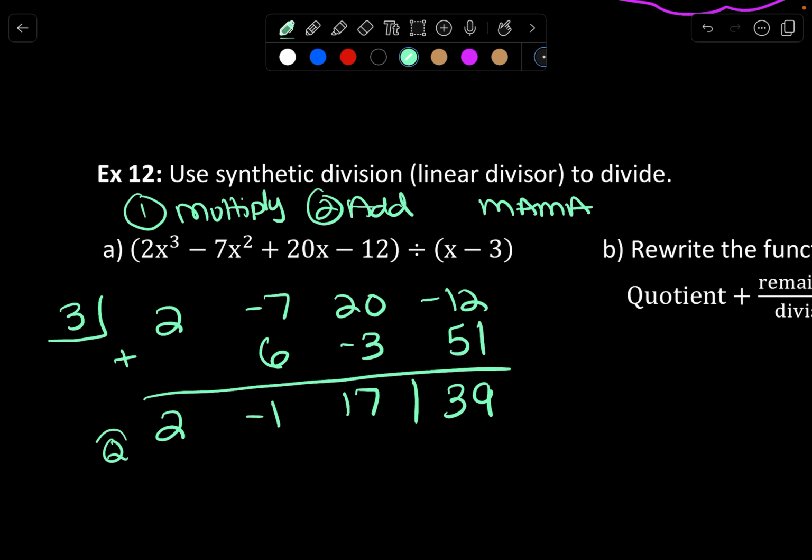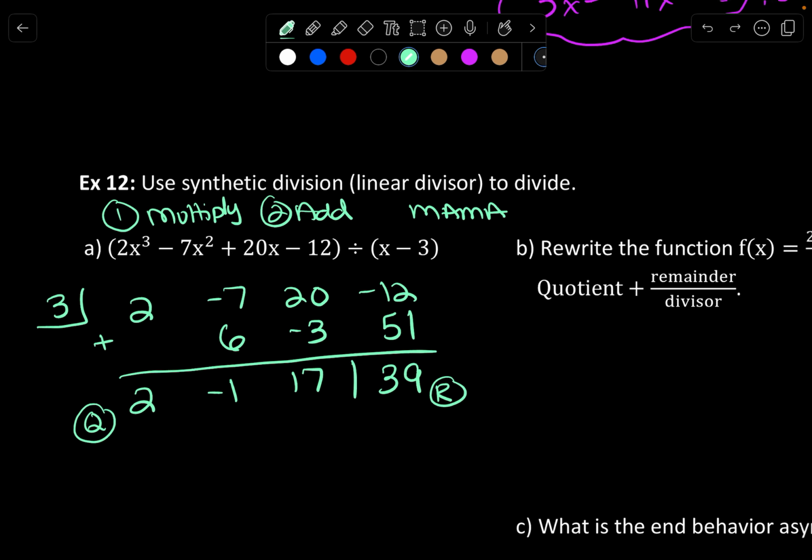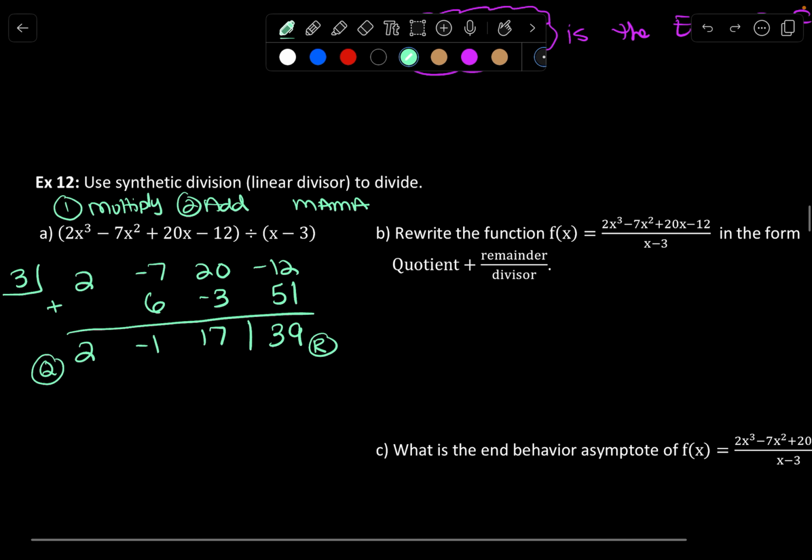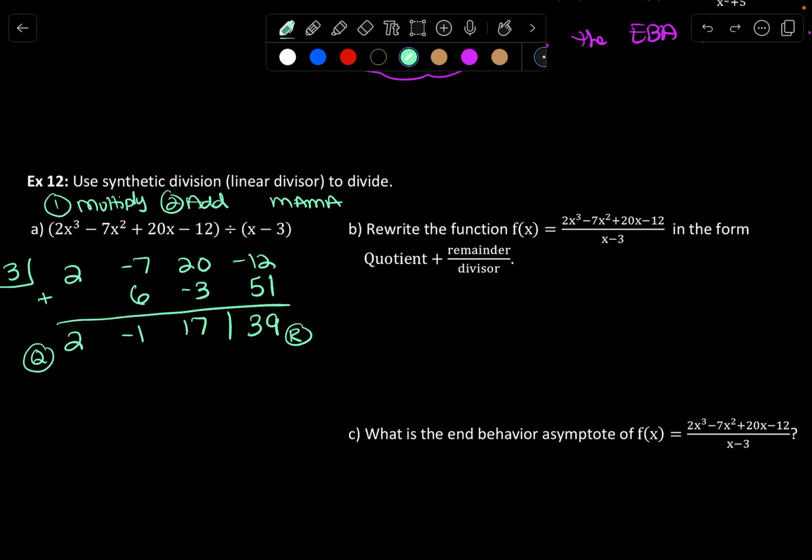So we have our quotient here, and then our remainder is over here. Okay, this is technically our divisor. This is our dividend. Okay. So part B says to rewrite the function in the form of the quotient plus remainder over divisor. So again, this is equivalent to what we are about to write. If you plug them in your graphing calculator, they will create the same curve because we didn't change it. It's an expression, not an equation. We didn't change anything. We're just rewriting it so we can see the quotient, which is our end behavior asymptote.